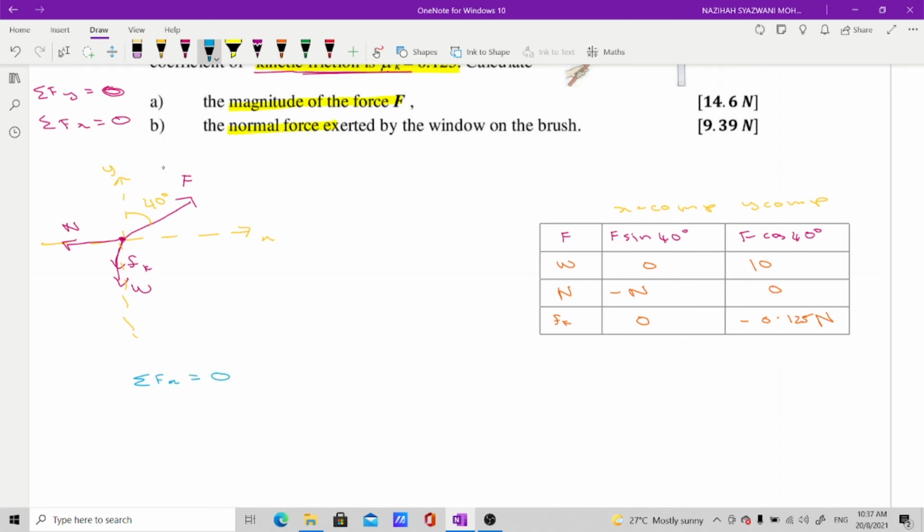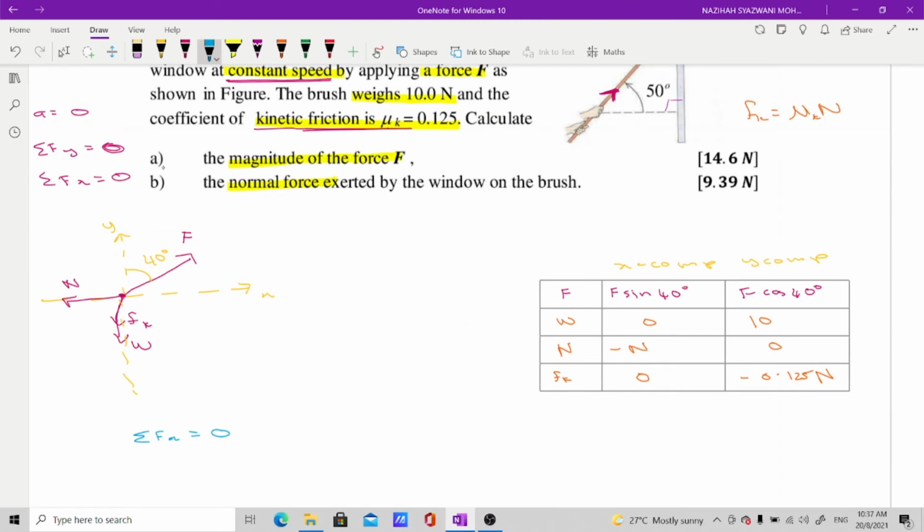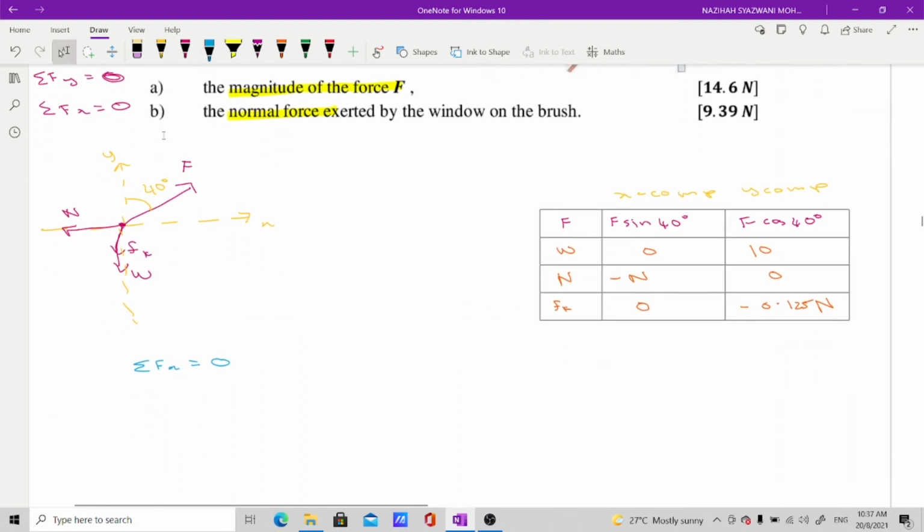Again, why summation Fx equals to 0? It is because it is stated that moving with the same constant speed, okay? Moving with a constant speed, therefore acceleration 0. So summation Fx equals to 0. There are two forces acting on x component. The first one is F sine 40 minus N, so equals to 0. So you will get N in terms of F, which is F sine 40 degree.